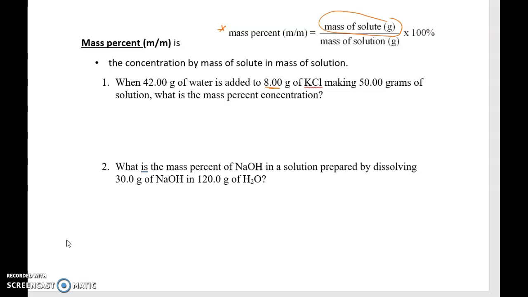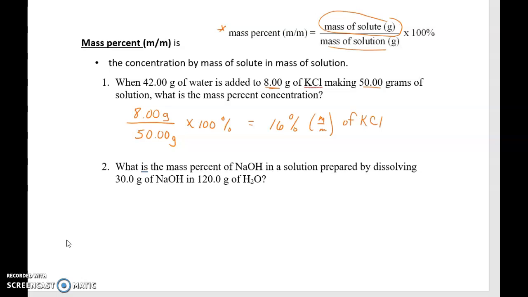That's this 8 grams. So we'll say 8 grams. We're going to divide it by the mass of the solution. The mass of the solution is 50 grams. Times 100%. And that gives us a 16%. And we'll want to put mass over mass solution of potassium chloride.